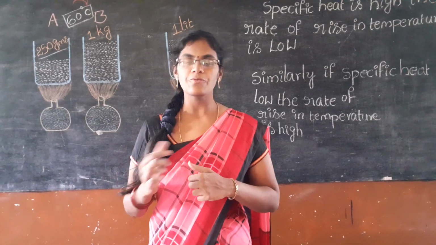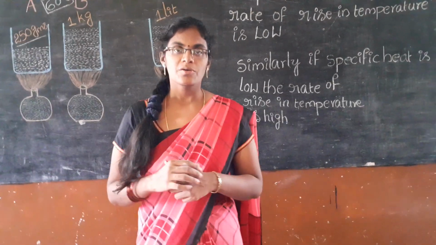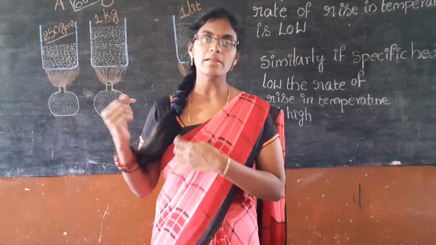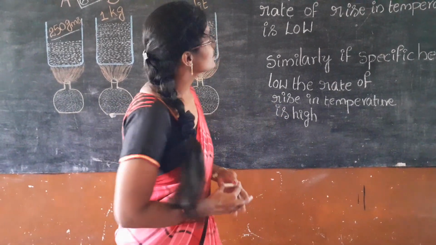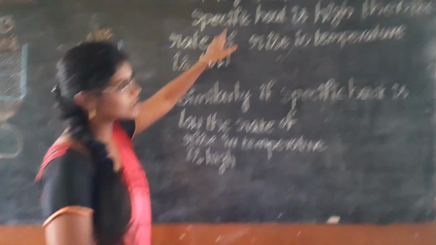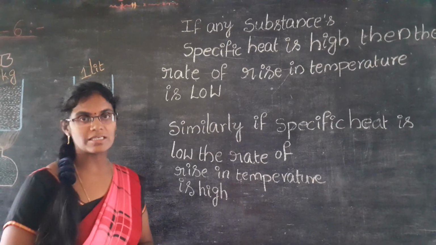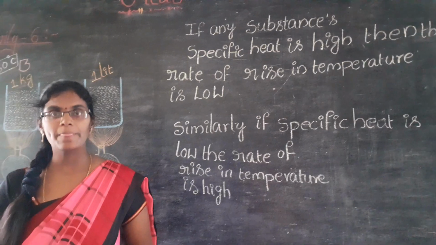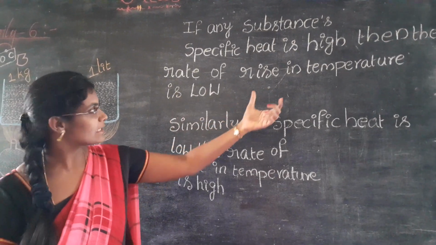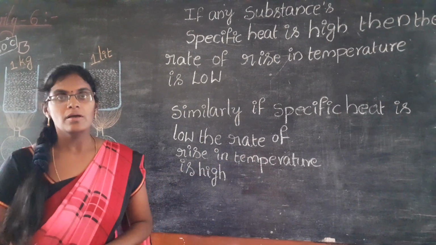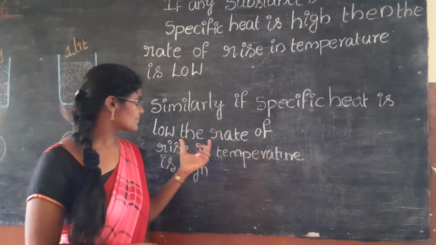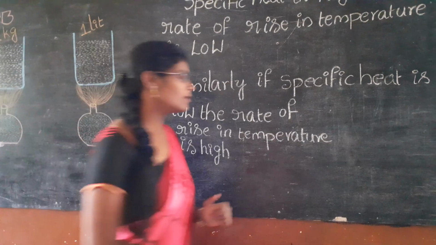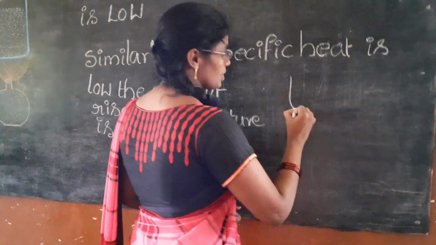Children, from activity 5, what did we understand? We understood that the rate of rise in temperature depends on the nature of the substance. Here, the specific heat also depends on the nature of the substance. If any substance's specific heat is high, then the rate of rise in temperature is low. Similarly, if specific heat is low, the rate of rise in temperature is high. For example, yesterday what did we do, ma'am?